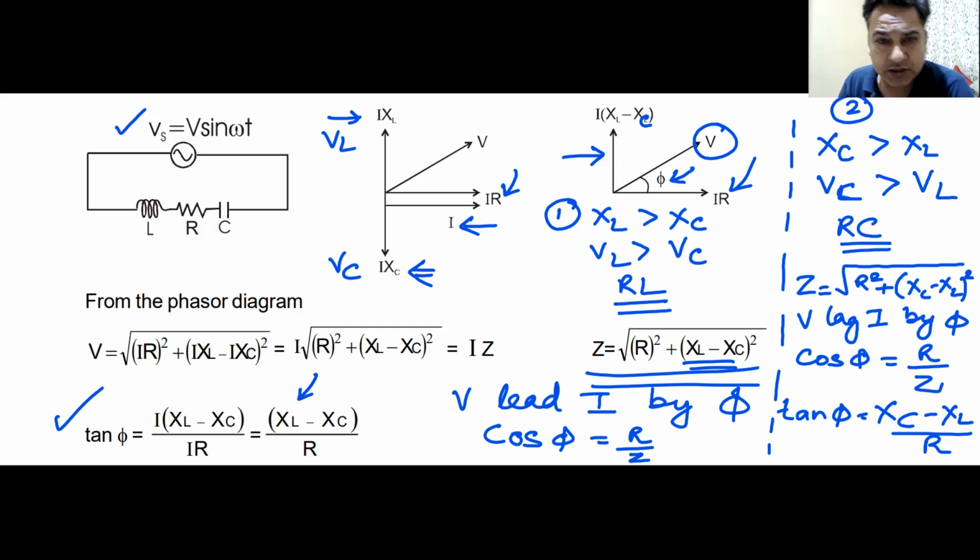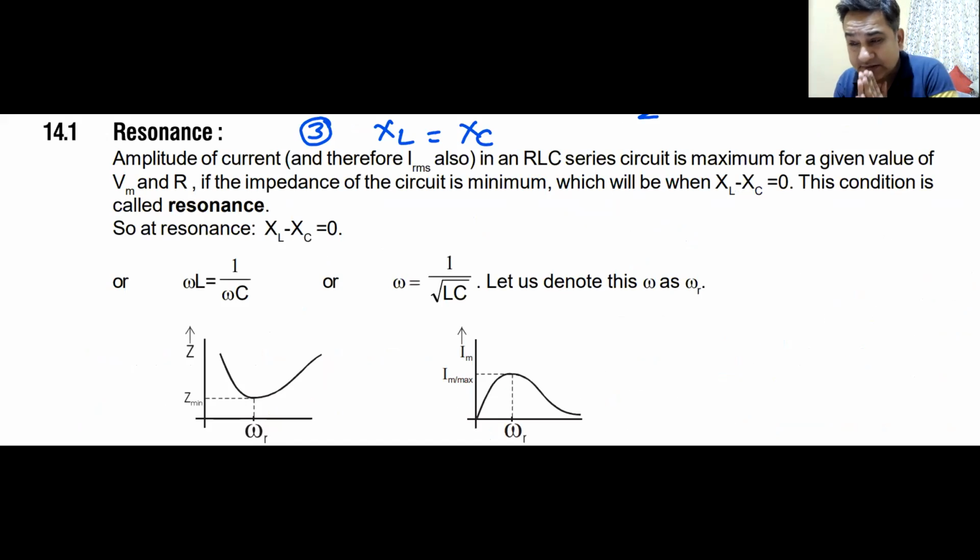I hope you have noted down case number 2. Case number 1, XL is more than XC. Case number 2, XC is more than XL. What remains, my dear friends, is the last case. And what is the last case? No prizes for guessing. The last case is XL and XC are same. XL minus XC is 0, or XL is equal to XC.